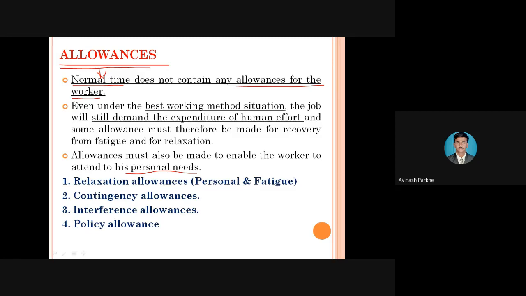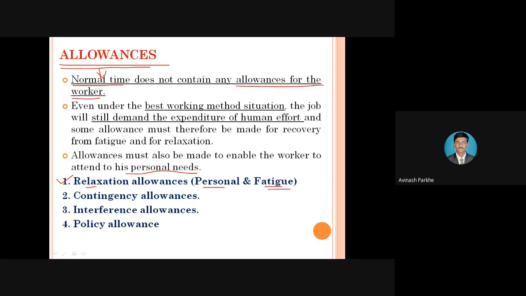There are basically four types of allowances. The first one is called the relaxation allowance, which is further divided into two types: personal and fatigue. What is meant by the personal allowance? Relaxation, as the name suggests, covers the case where the person has to satisfy his personal needs: going for drinking water, washing the hands, going to the washroom. Whatever personal needs there are as per human requirements will be considered under the relaxation allowance.